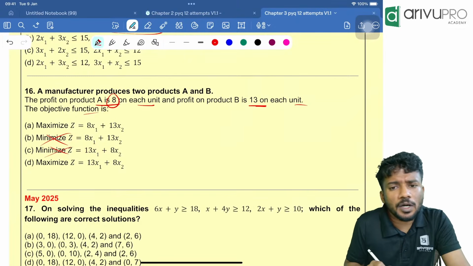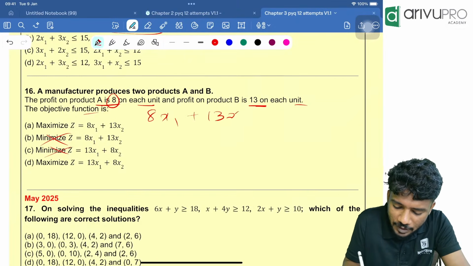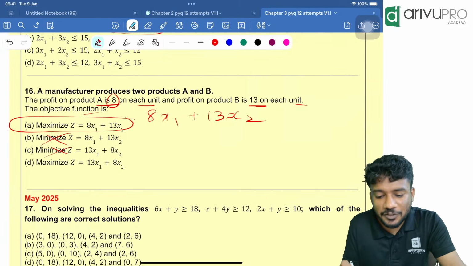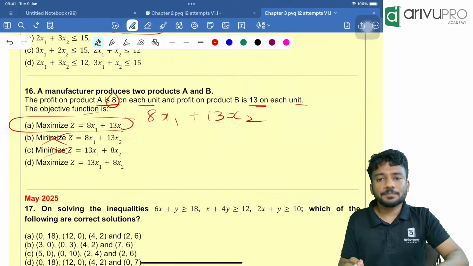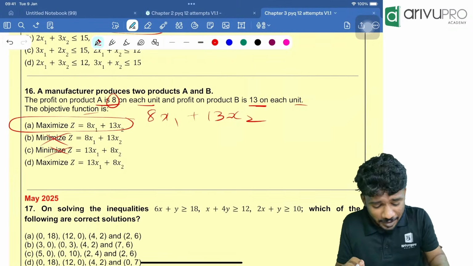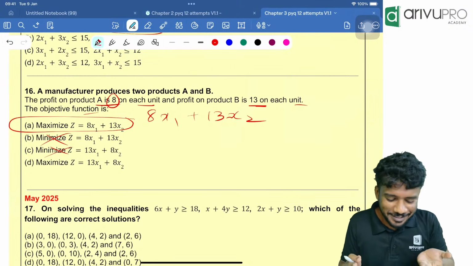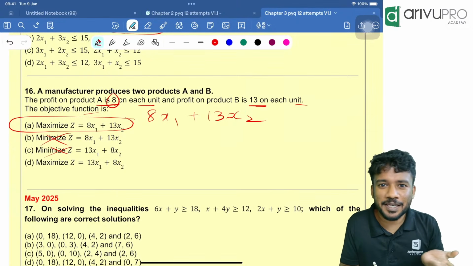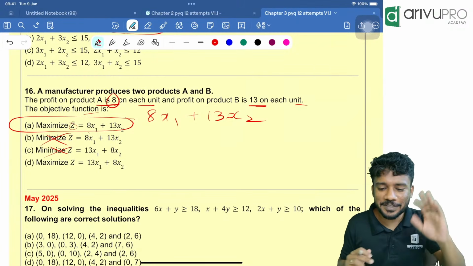For the first one, it is how much? 8 into x1 plus 13 into x2. So which option is the right answer? Option A. If you ask me, option D can also be an answer, because they didn't say which is x1 and which is x2. But usually the mark given for the first one is 8. So it should be 8 into x1 plus 13 into x2, which is maximize of z. That is option A. Got it?